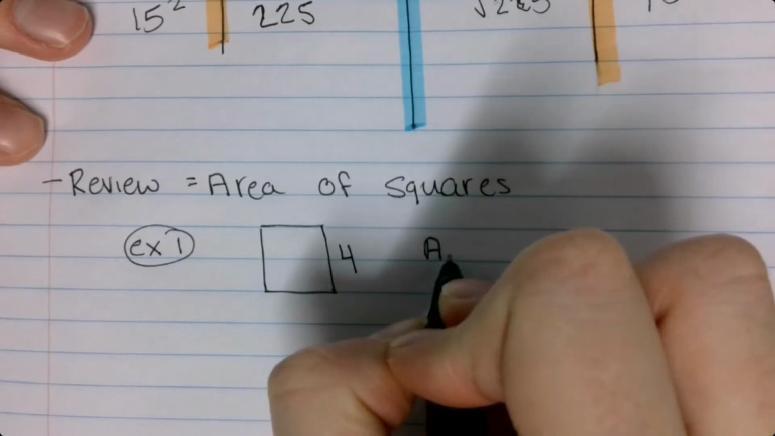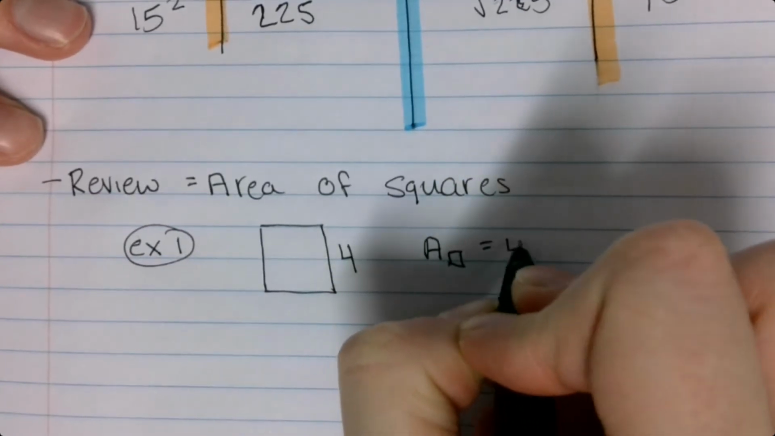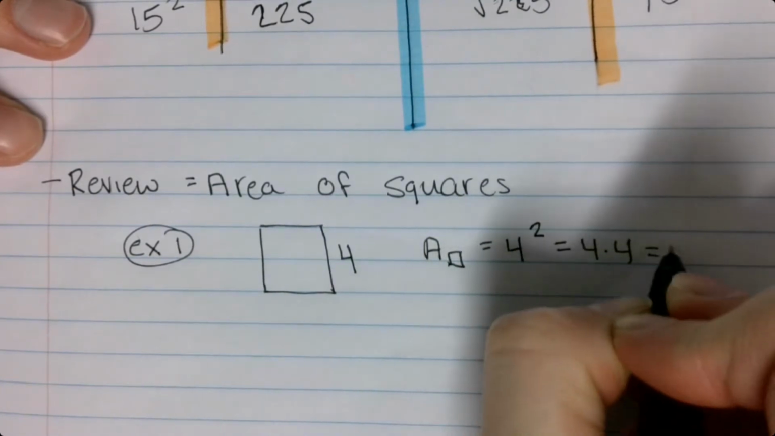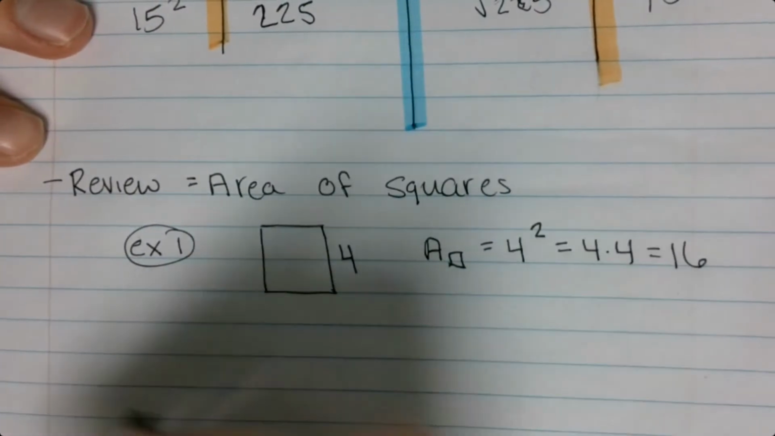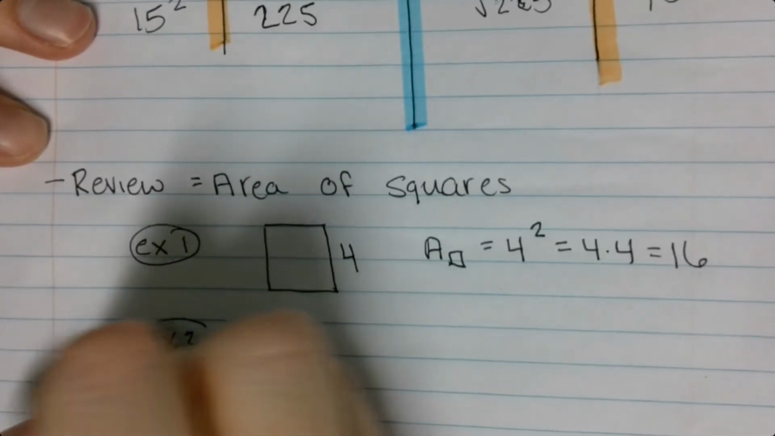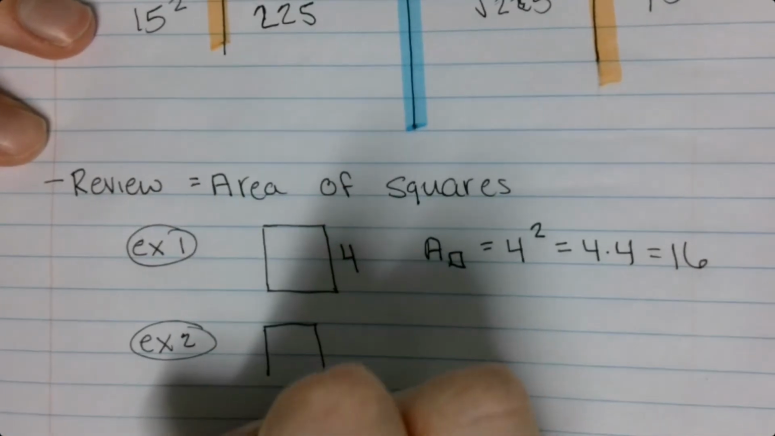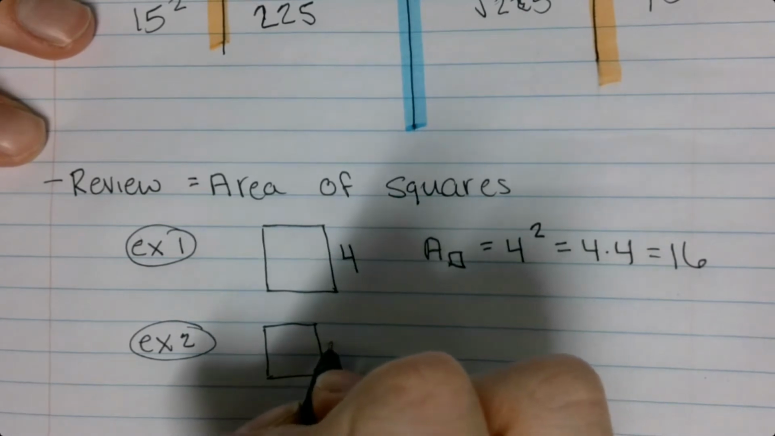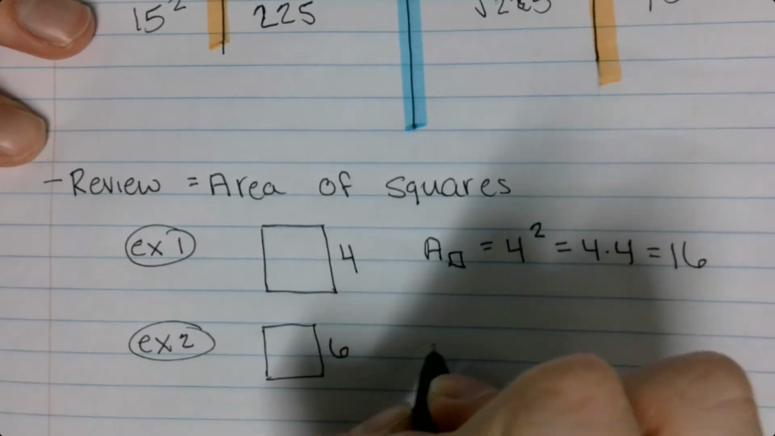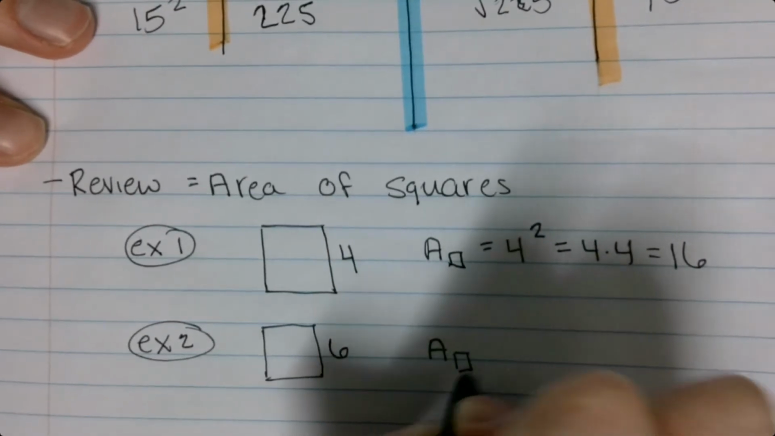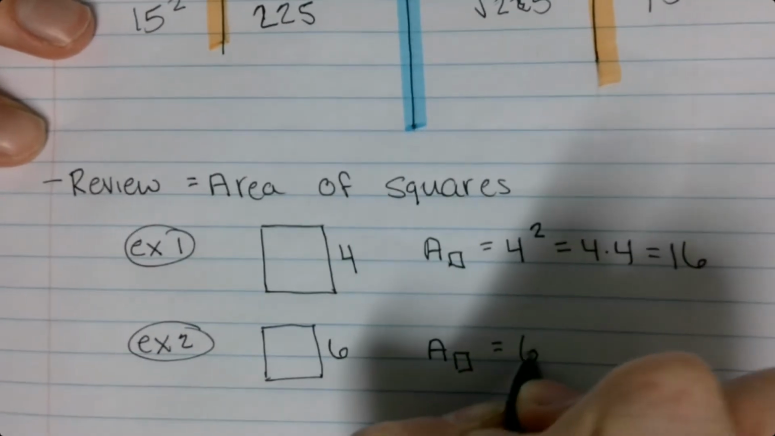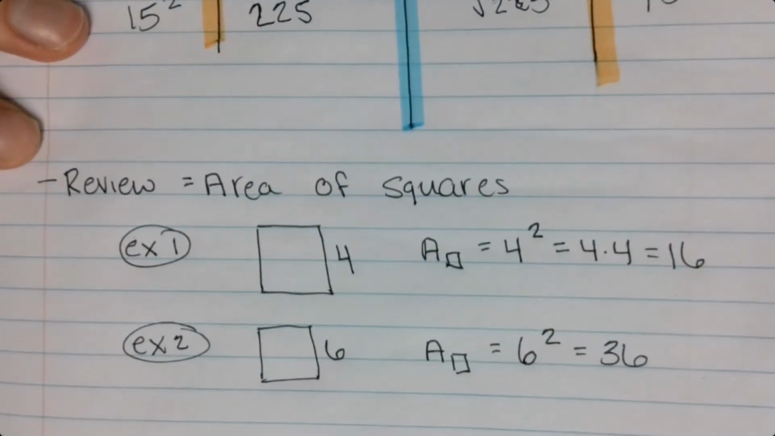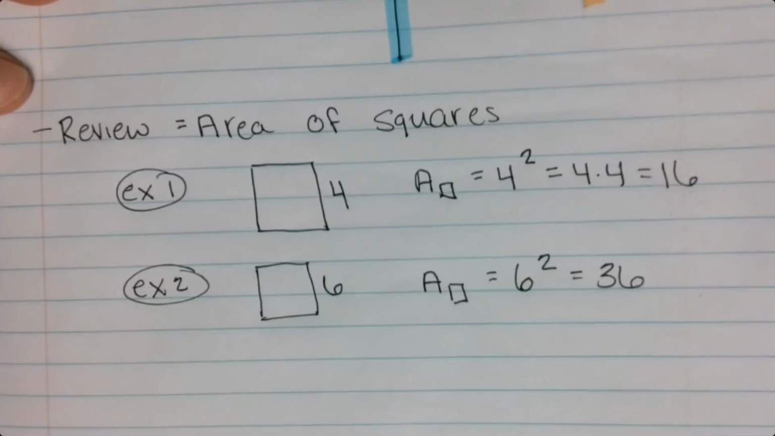Hopefully you would say, well, it's 16, Miss Davy, because I would do 4 squared, or 4 times 4, and I would get 16. So if I do the same thing on another one, again, I'm going to draw a square. I'm going to tell you that one side equals 6. Then the area of that square would be 6 squared, or 36.